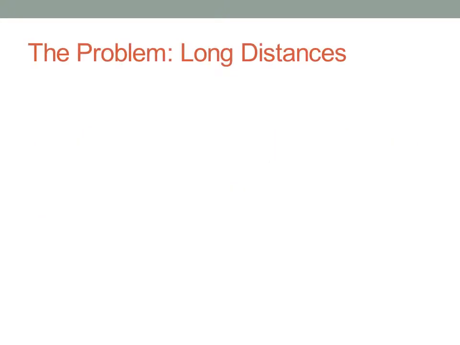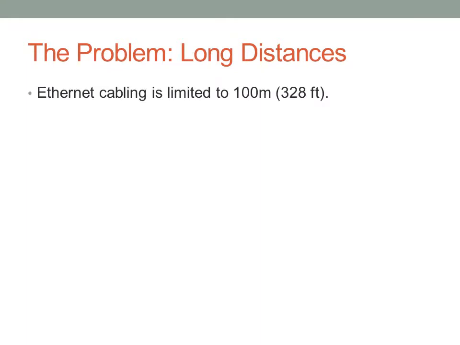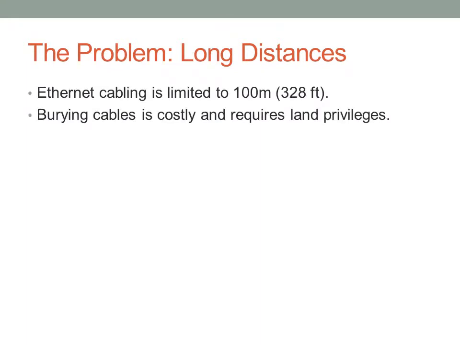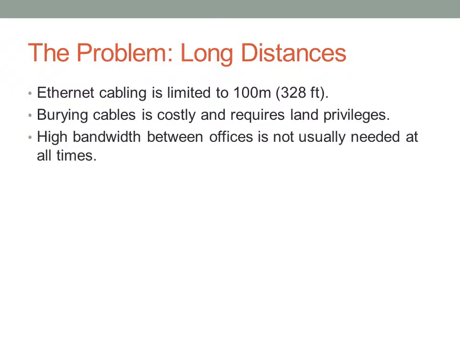So the problem with Ethernet is that it's not very good at long distances. Ethernet cabling is limited to 100 meters, and burying cables, especially Ethernet cabling, is costly and requires land privileges. In other words, you need to actually own the land in between where you're starting and wherever you want to go to. High bandwidth between offices is usually not needed. In other words, you don't need an entire 100 Mbps at all times between your offices. You may only need 64 kbps at any given point.